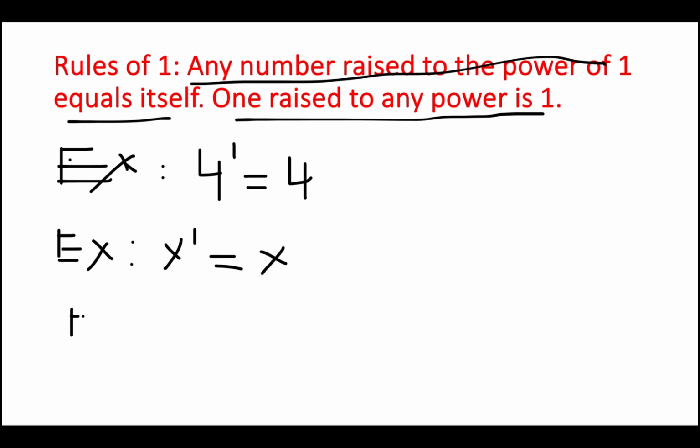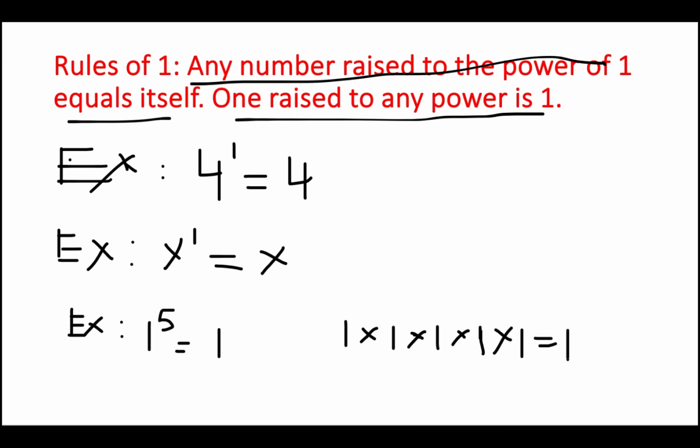One more example is 1 to the power of 5 will equal 1, because you would multiply 1 five times: 1 times 1 times 1 times 1 times 1. This is 5 ones: 1, 2, 3, 4, 5. This will equal 1, and that's why 1 to the power of 5 will equal 1.